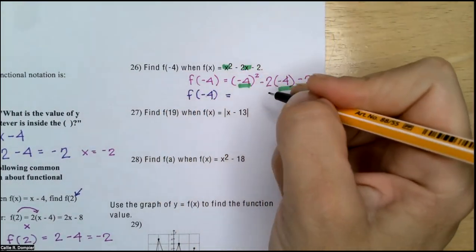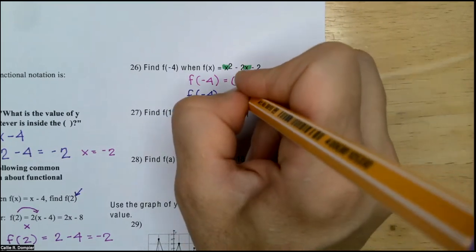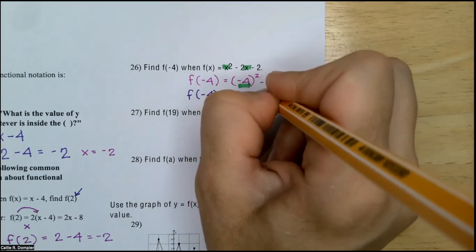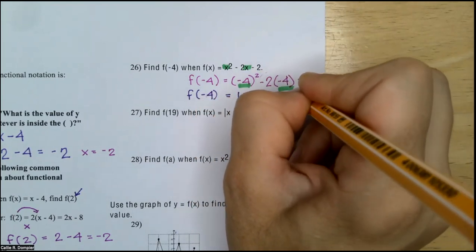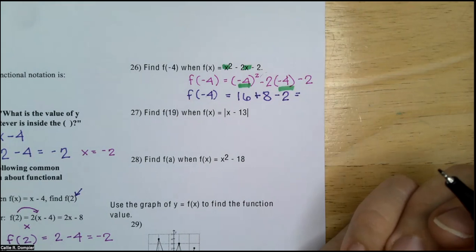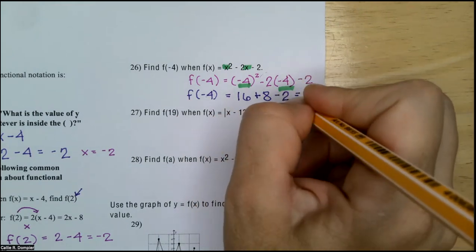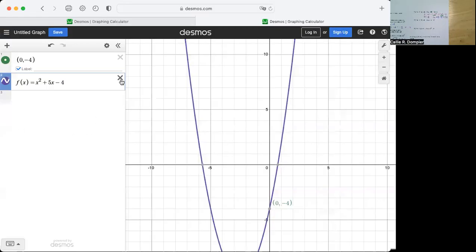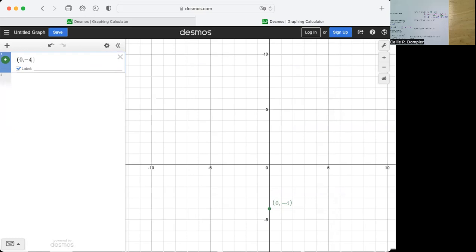Now, if we're careful, -4 squared, -4 times -4 is a positive 16. This is now -2 times -4 is going to be a positive 8 minus 2. 16 and 8 becomes 24. Minus 2 is 22. Let's see if my addition is correct. I said the point f of -4 equals 22. So that means my x is -4, and when my x is -4, my y is 22. That's what we decided.